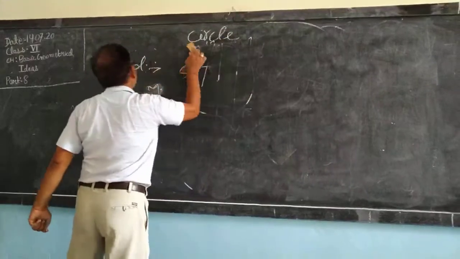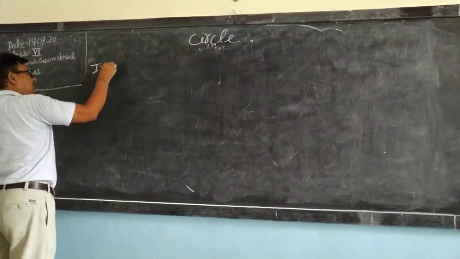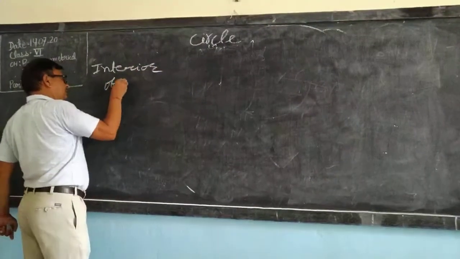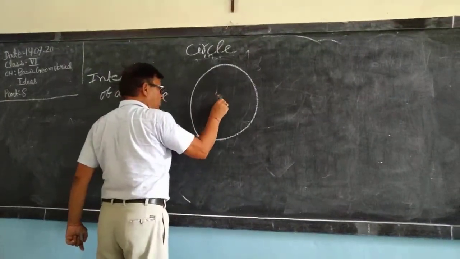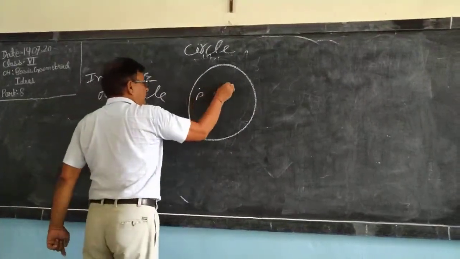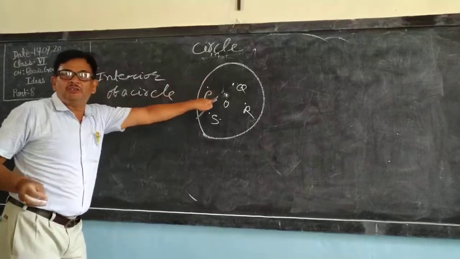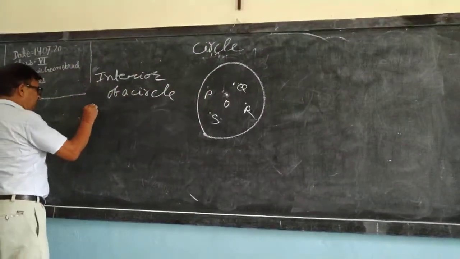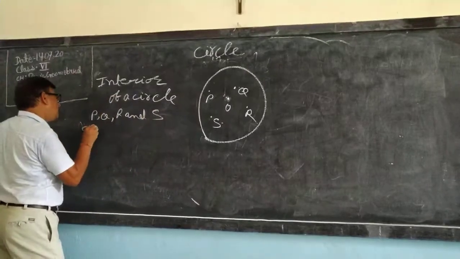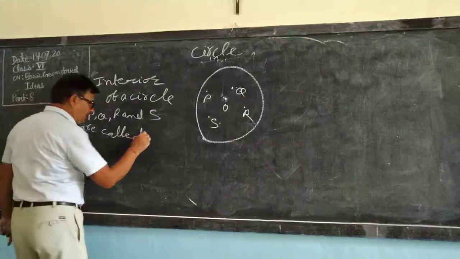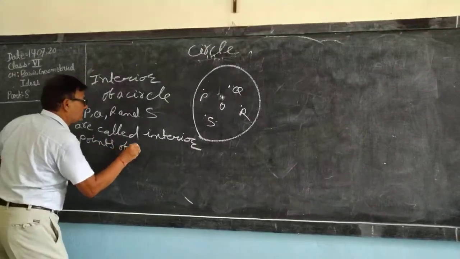Now interior points and exterior points. Please listen. Now the interior of the circle. This is your circle. O is the center of the circle. Points P, Q, R, S. These are all points inside. So they are called interior points of the circle.